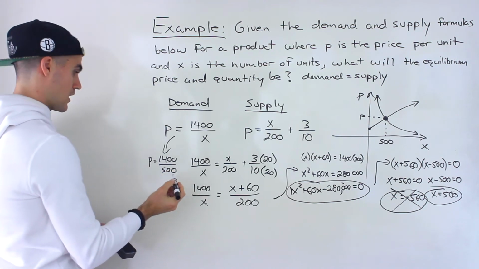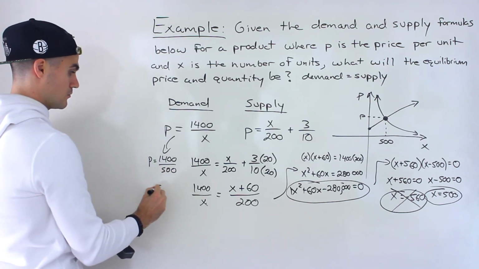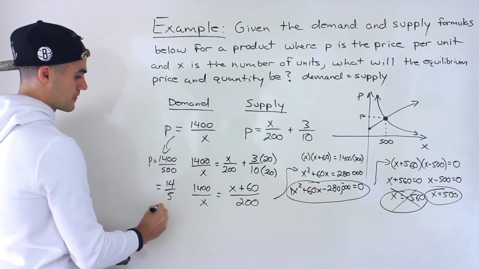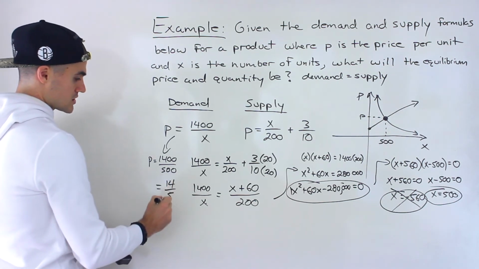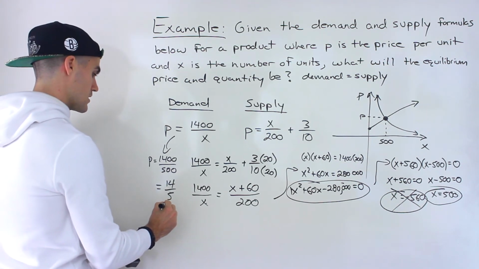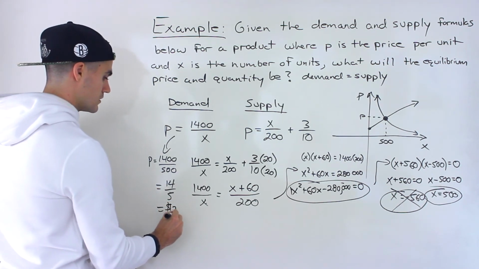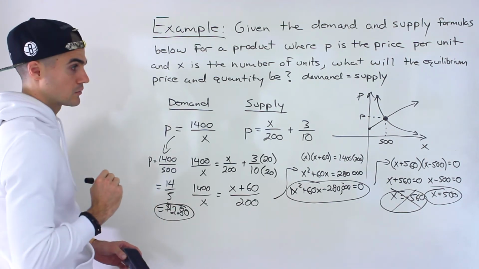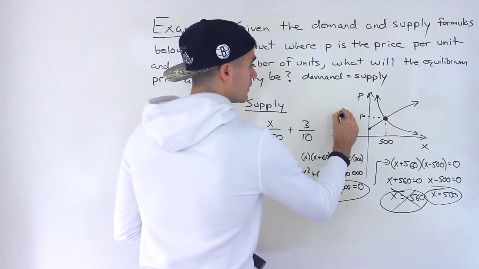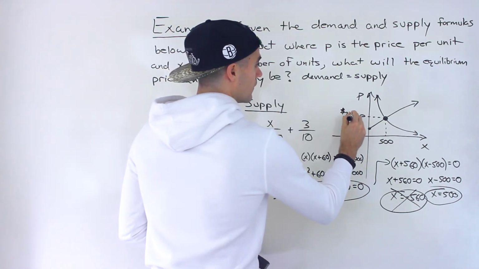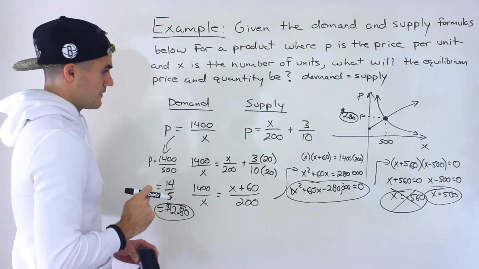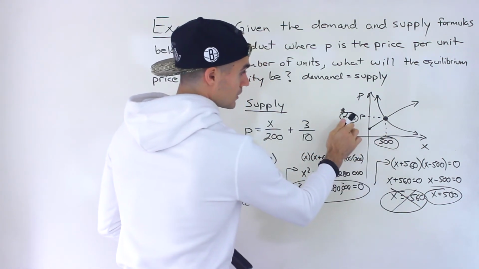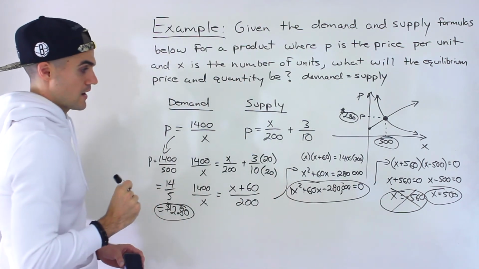1400 over 500. Notice we could divide both the numerator and denominator by 100, so this would simplify to 14 over 5. If you want to change this to decimals, this would be 2.8, so $2.80 would be the equilibrium price. That would be over here. All right, and that's the answer. The equilibrium quantity is 500 units. The equilibrium price is $2.80.